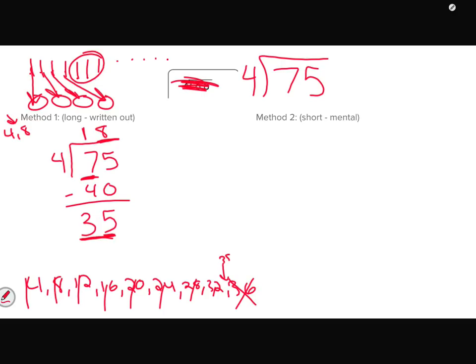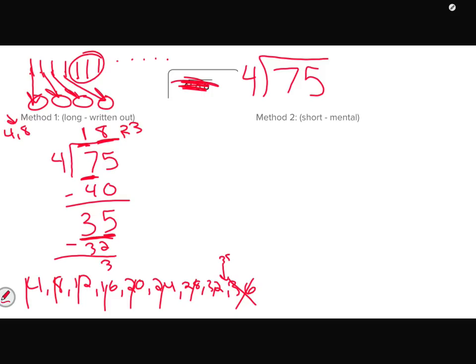If I've given away 4 groups of 8, then I've given away 32 1s. And I can subtract and see I've given away my 10s, I've given away my 1s. So I have 35 minus 32, and that's 3. And then that must mean that I have 3 1s left over that I can't give away. So my answer to this, or my quotient, would be 18 remainder 3.